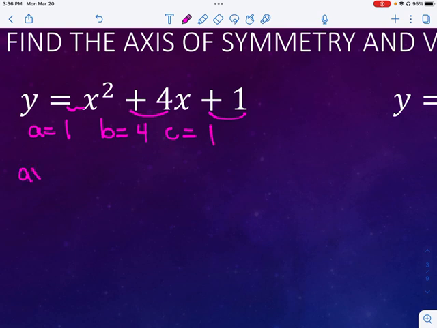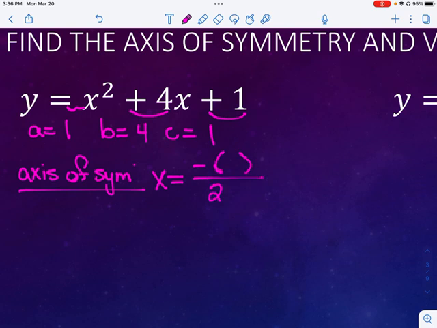Now, for your axis of symmetry, what you simply do, remember the formula, x equals negative of b over 2a. So b is a 4, a is a 1. So when we do that math, negative 4 divided by 2, that's going to get me negative 2. So my axis of symmetry is x equals negative 2.